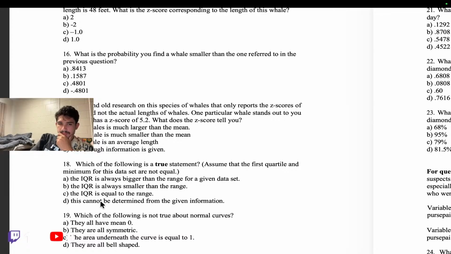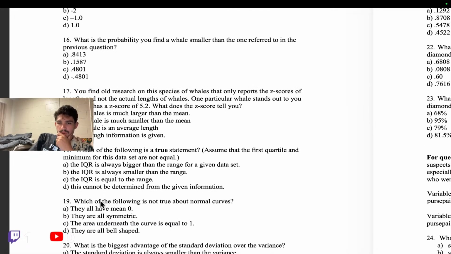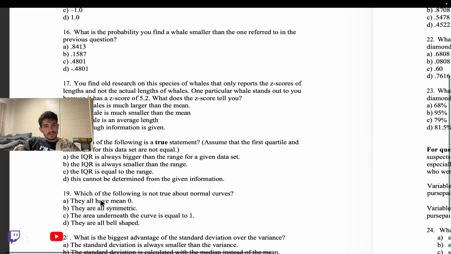Number 19. Which of the following is not true about normal curves? So in normal curves, they have a mean of 0. Oh, which is not true. They have a mean of 0. Well, that is true. They're all symmetric. That is also true.